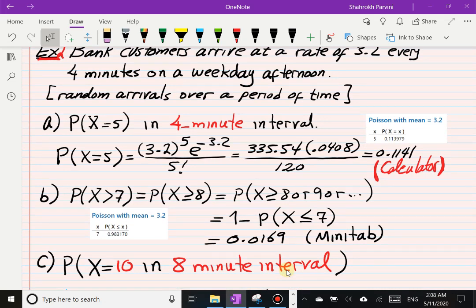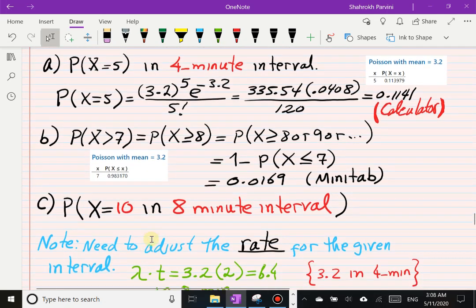Okay, in part C now, and this is a little tricky. Remember, our arrival rate was 3.2 customers every 4 minutes. We want to know the probability of 10 customers every 8 minutes. So something I cannot do is this. I cannot say 10, so that means 5 every 4 minutes, and adjust it for the fact that I have every 4 minutes here. We cannot adjust on x. Okay, and I'll explain why in a minute. I have a paragraph written for that.